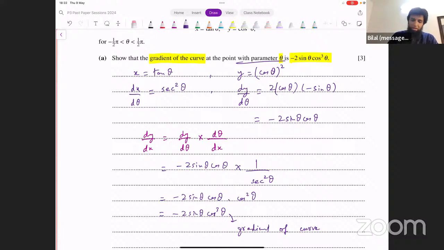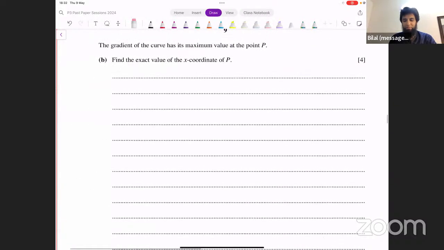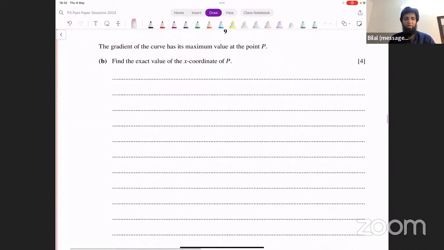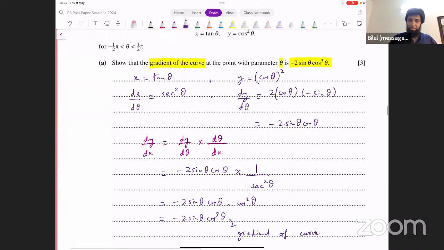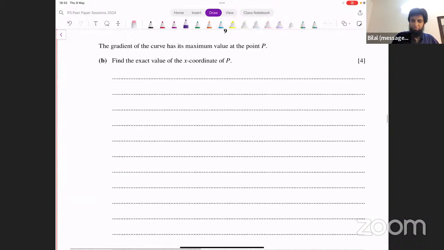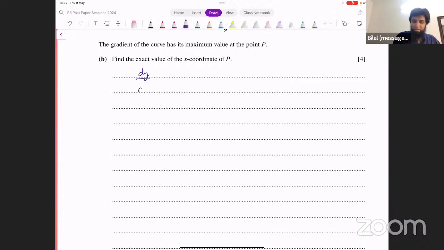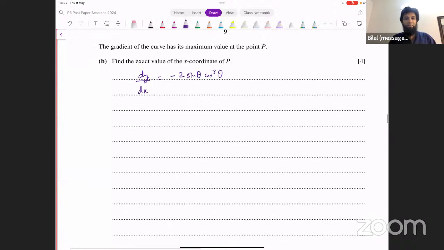All right. Now, let's look at the next part. In part B, it says, the gradient of the curve has its maximum value at the point P. Now, this is a very important type of question because it's slightly confusing, and the marking schemes for questions like these are also very confusing. They use second derivative and third derivative, and they are very confusing. So let me explain what that means. What we have found in the first part is that dy over dx is minus 2 sine theta into cos cube theta. Yeah, that's the derivative that we have found.